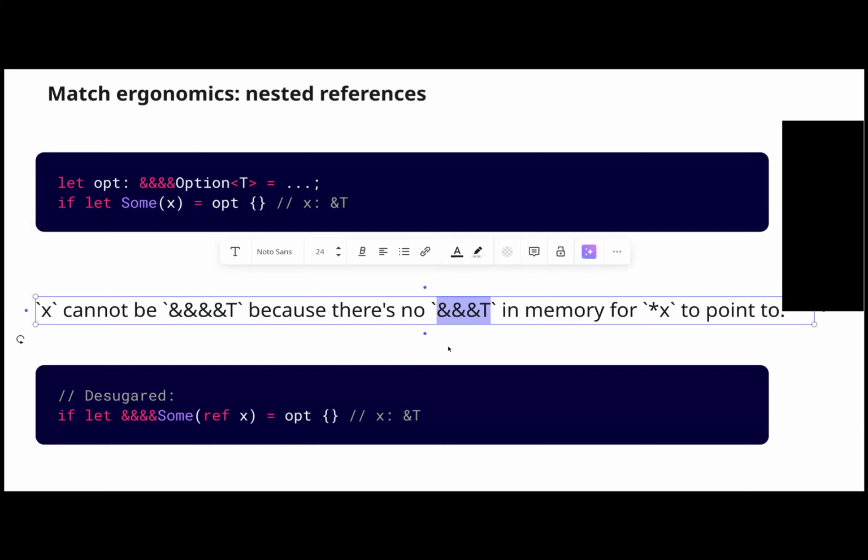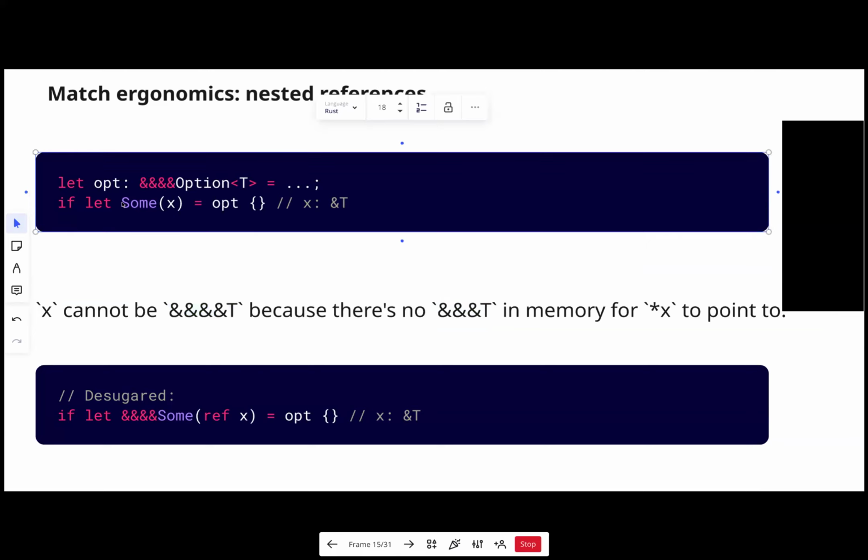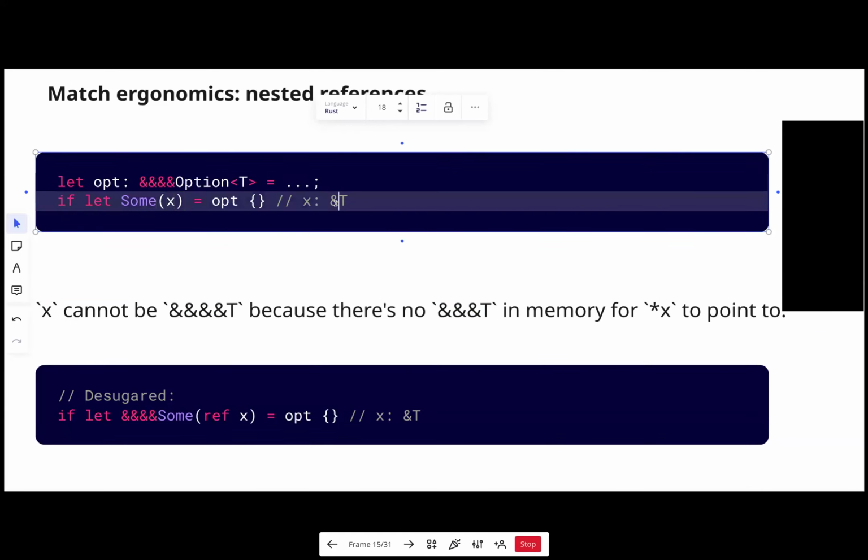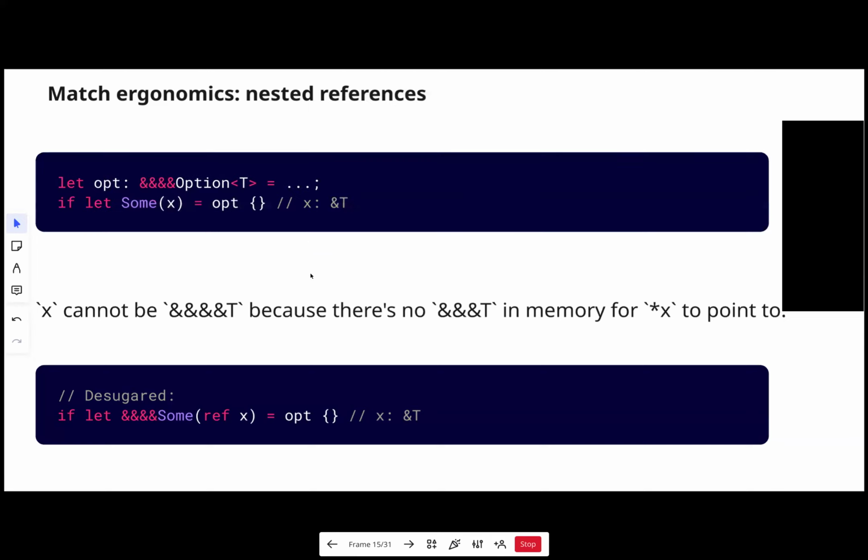That's a reference to a reference to a reference to T. But there is nothing like that in memory currently. What we have in memory is one location that has an option T, one location that has a reference to that, a location that has a reference to that, and maybe a few more. But there's nothing that looks like a reference to a reference to a T. So there's nothing that this X of this type could point to and make it work. So whenever we have these virtual references, we're forced by virtue of what's in memory to keep only one layer of references. So references collapse into a single layer in match ergonomics.